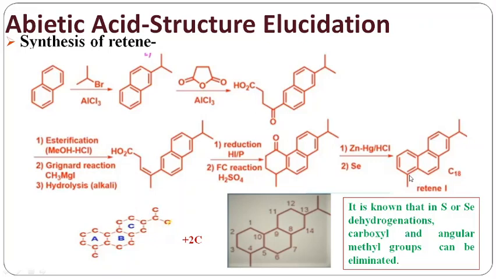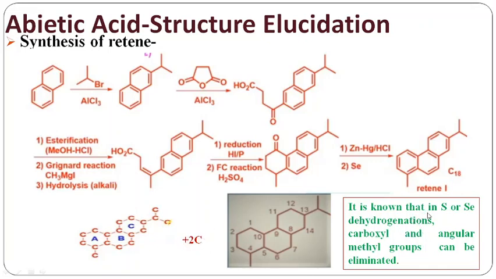There is one methyl group, so we assign one methyl group here at position 4, and at position 13 there is an isopropyl group. So on the basis of the retene skeleton, we have assigned the position of the isopropyl group here. Now according to this, there are 18 carbon atoms, and in abietic acid there are 20 carbon atoms. So we have to assign the position of 2 more carbon atoms to form abietic acid.